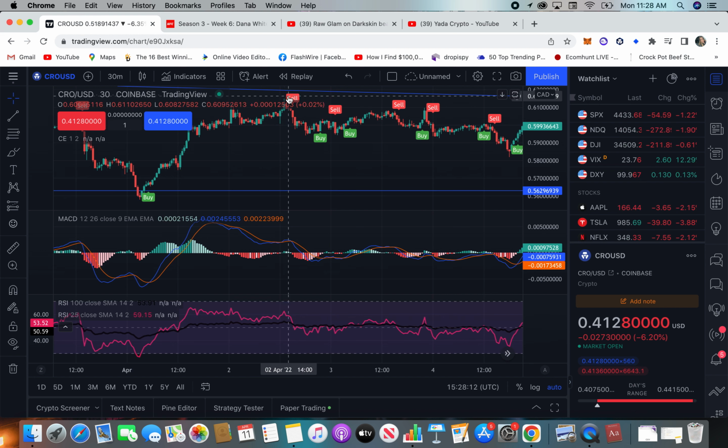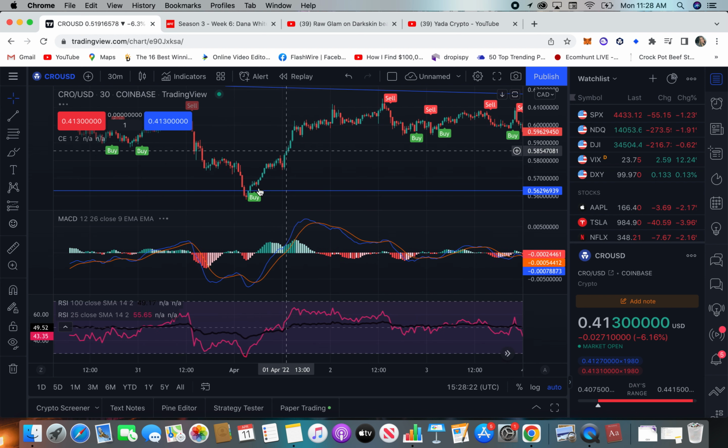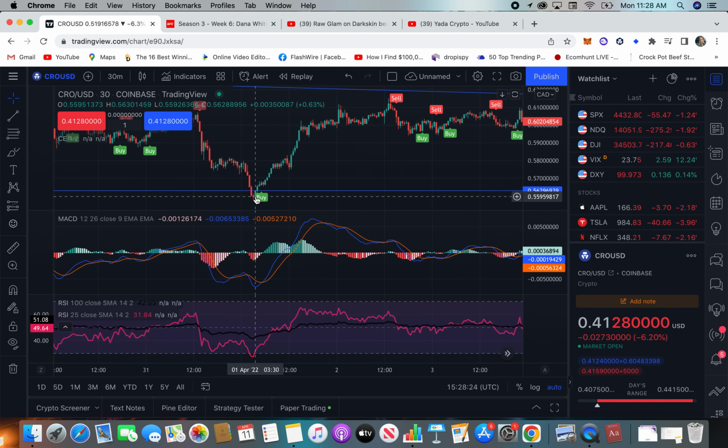So let's look at the sell signal here. There's a cross a little bit later, but you would have been a bit late. That's okay. Let's look at this buy signal right here.